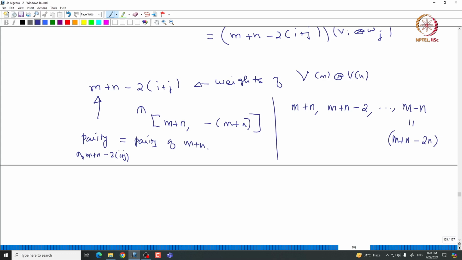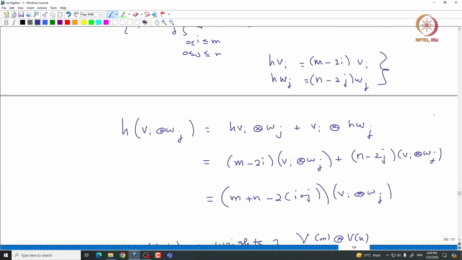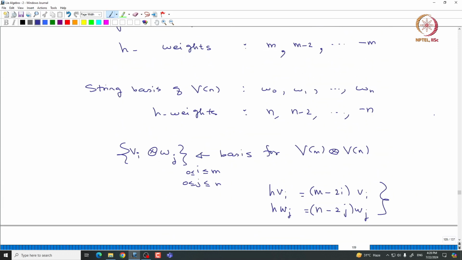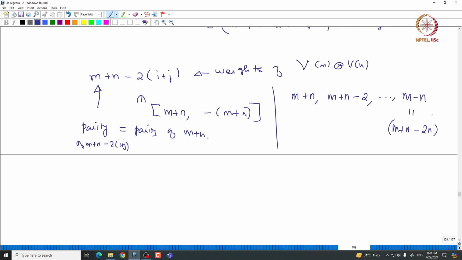If we want to decompose Vm tensor Vn as a direct sum of irreducible modules, we have to see which non-negative weights we get from the weights of Vm tensor Vn, because they may contribute as highest weights for the irreducibles. And you can easily see that these are the only non-negative integers which have the same parity as m.